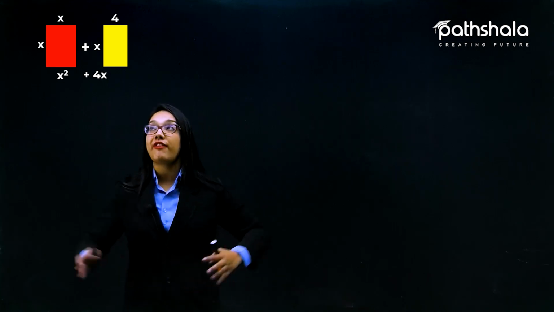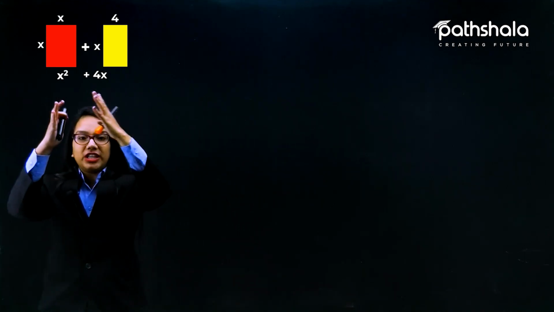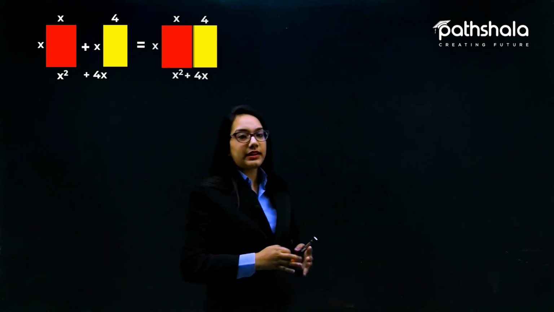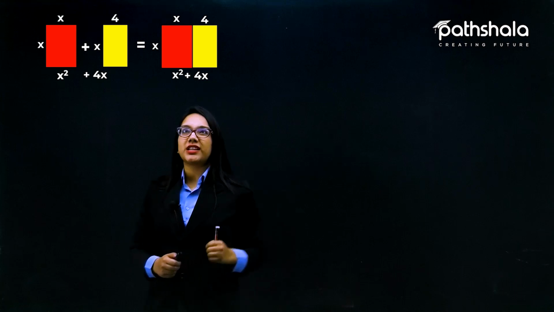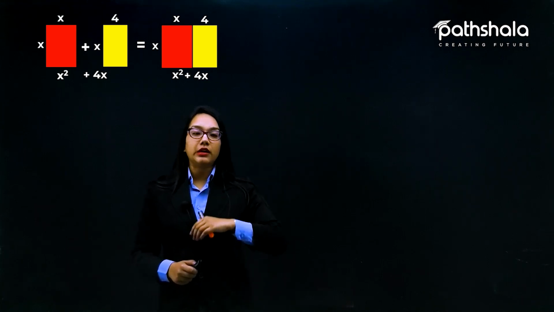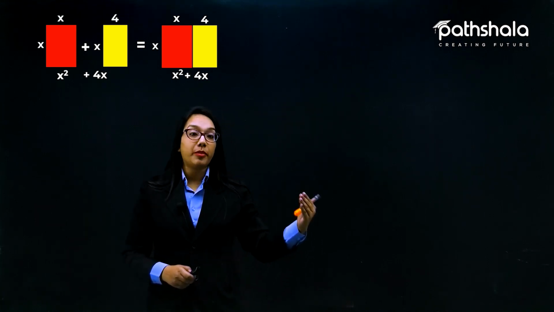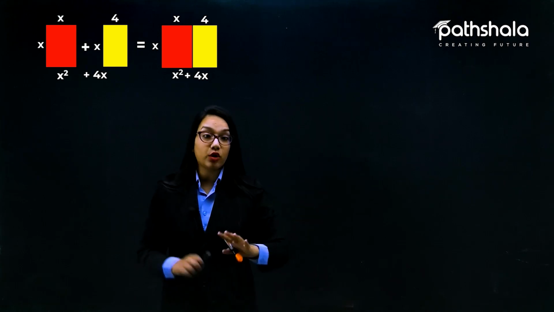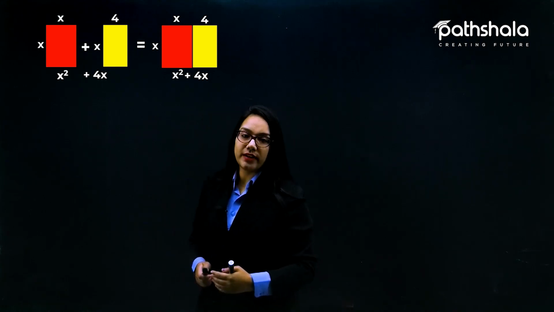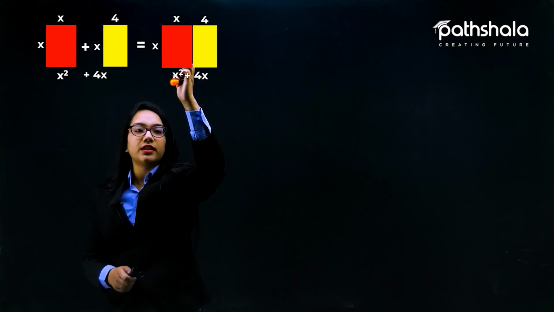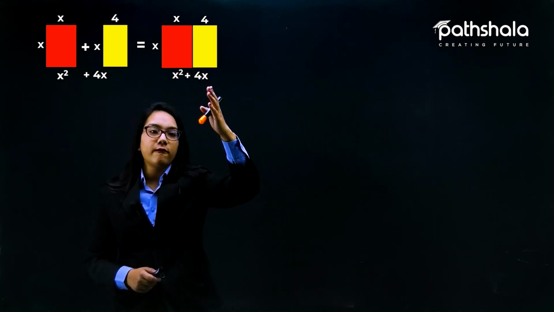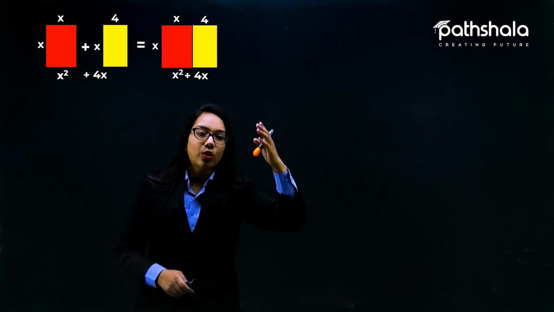So let us suppose I am combining both of these together, a square and a rectangle. If I combine both of these together, the formation is x square plus 4x. But we have to convert it into a perfect square, a square one. So let us suppose I am cutting this rectangle, which has a length and breadth of 4 and x.